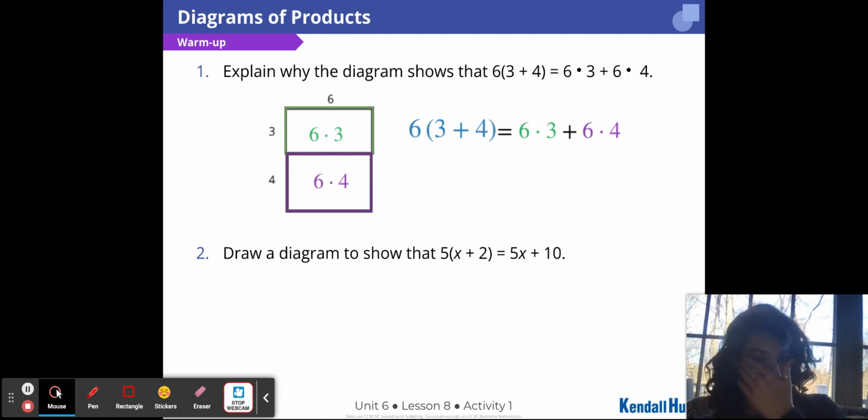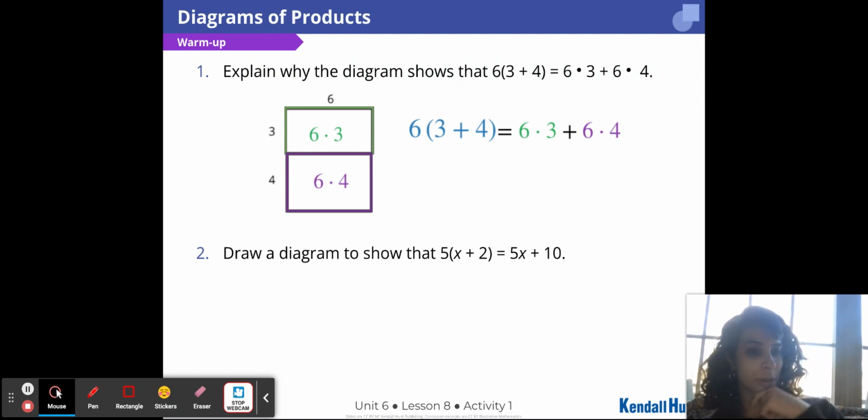And so I want you to, in the warm-up, draw a diagram that shows that 5 times x plus 2 is equal to 5x plus 10. And so draw the same diagram that I had. Give me each of your numbers. It's not going to be 6, 3, and 4. What are the three numbers going to look like? And then show me just by writing out, just as I did in this video.